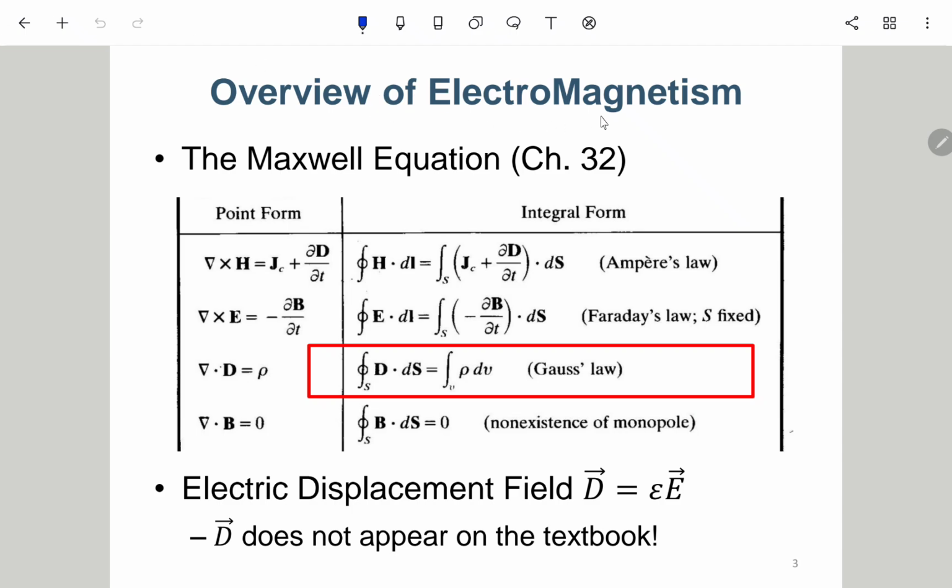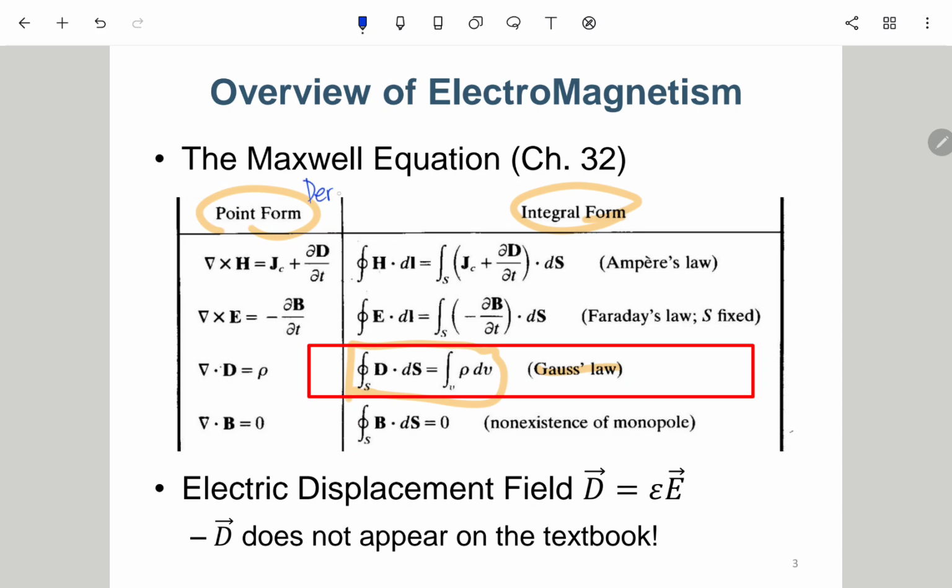Okay, so here is the overview of electromagnetism. In chapter 32, we will mention the Maxwell equations, but actually Gauss law is one law in the Maxwell equations, and in these textbooks the notation is not the same as this. This figure is just to let you know that for the Maxwell equations we have an integral form and also the point form.